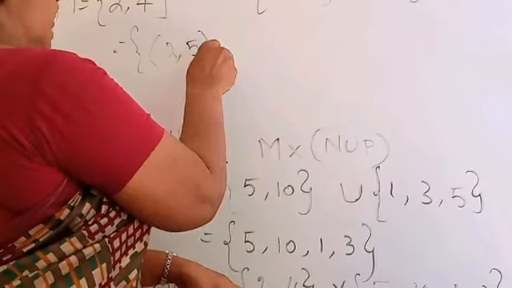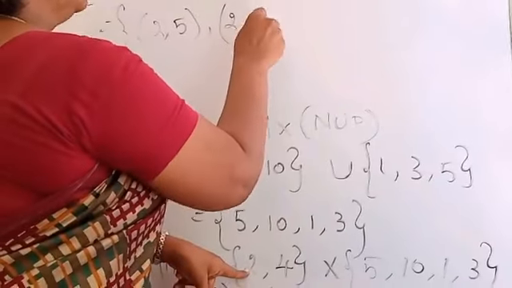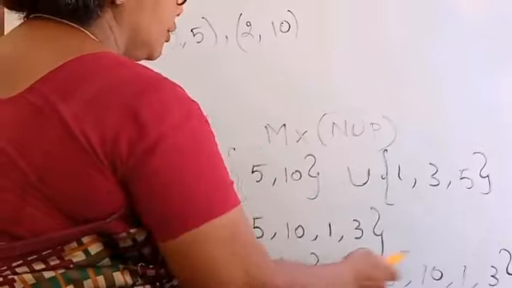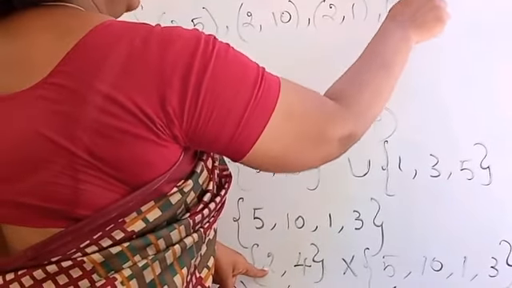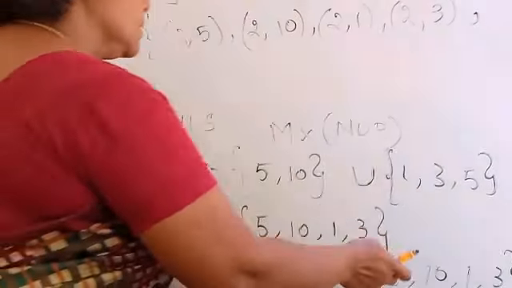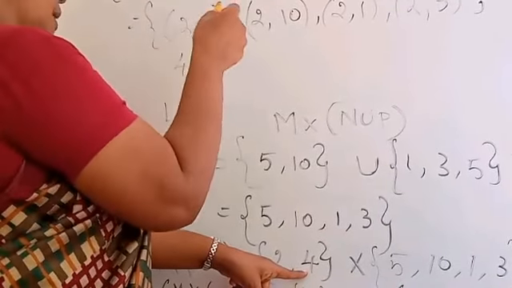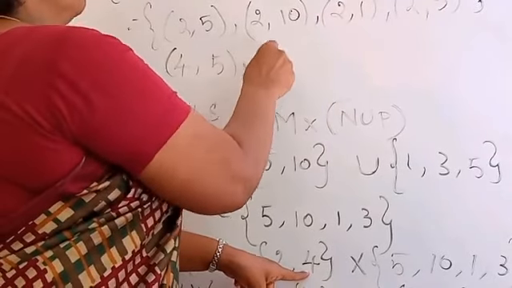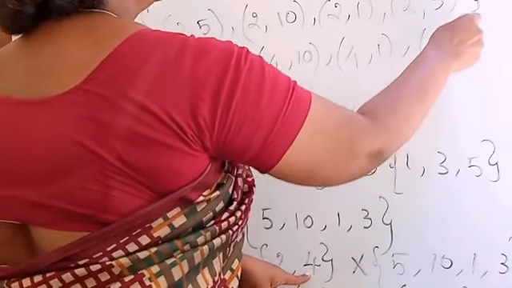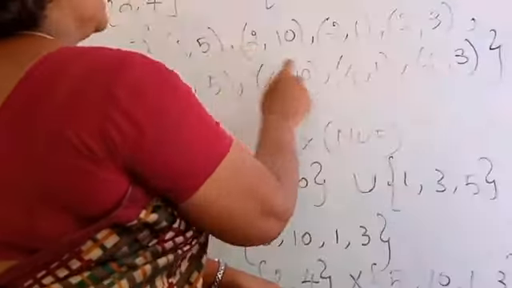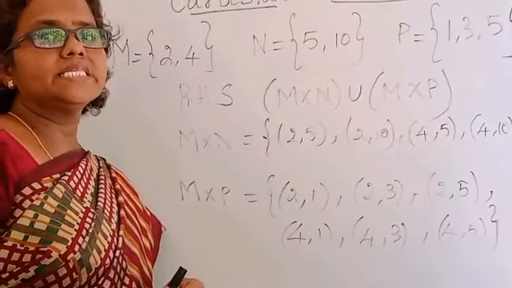So 2 comma 5, once again remain with the same first element of M. It is 2 comma 10, until you finish pairing with all the elements of the union. Then 2 comma 1, 2 comma 3. Then since it is completed, move on to the second element of the first set. Second element is 4. So 4 comma 5, 4 comma 10, 4 comma 1 and 4 comma 3. So you see that there are 8 ordered pairs in this set, which is nothing but M cross N union P.